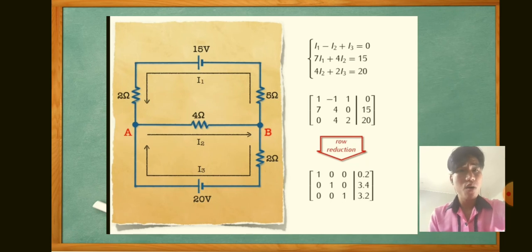So now, we get the three equations. The first equation is I1 minus I2 plus I3 is equal to 0. The second equation is 7I1 plus 4I2 is equal to 15. The third equation, 4I2 plus 2I3 is equal to 20. You can also use Gauss-Jordan elimination. Here, you need to get the identity. Using row reduction, the answer is 0.2, 3.4, and 3.2.